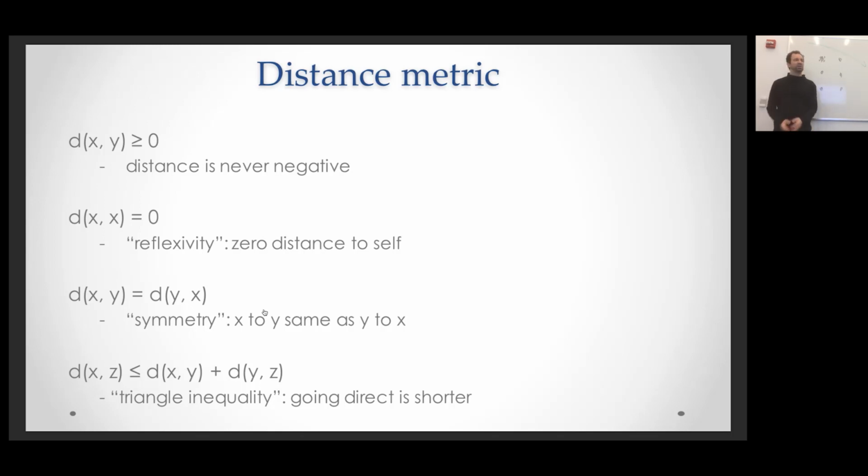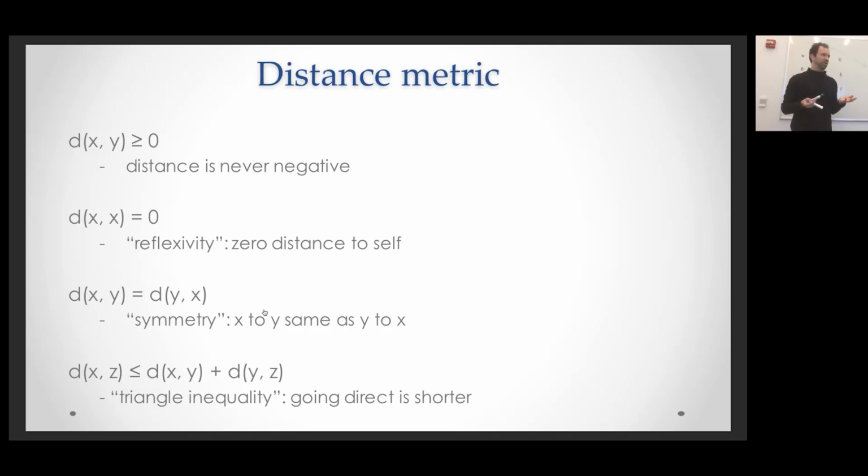These are meant to model our intuitions about geometric distance. If I'm looking at the distance between 2 points, it's not negative. The distance of anything to itself is 0. The distance from green to blue is the same as the distance from blue to green. All of those are obvious. The triangle inequality is, I think, a little less obvious.